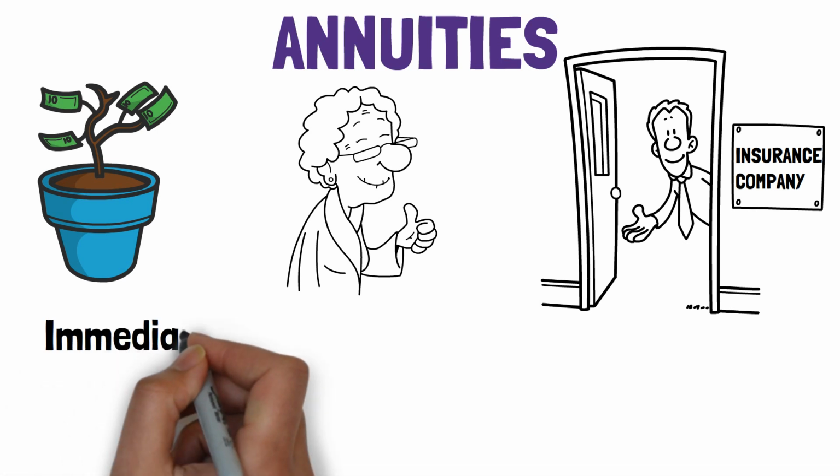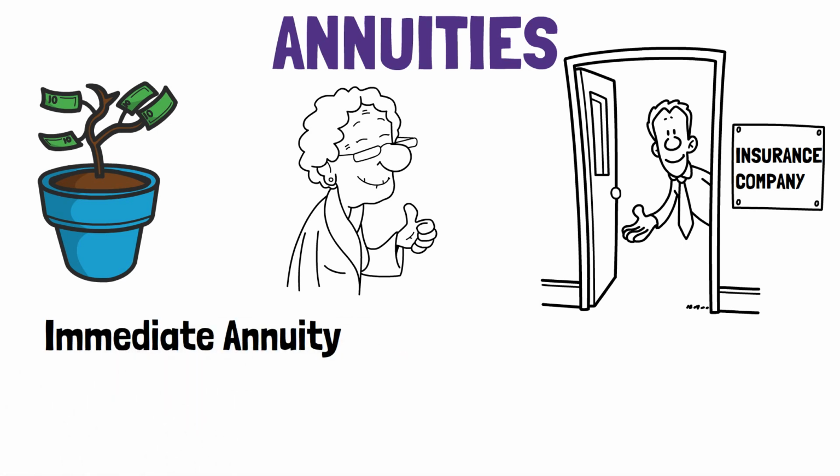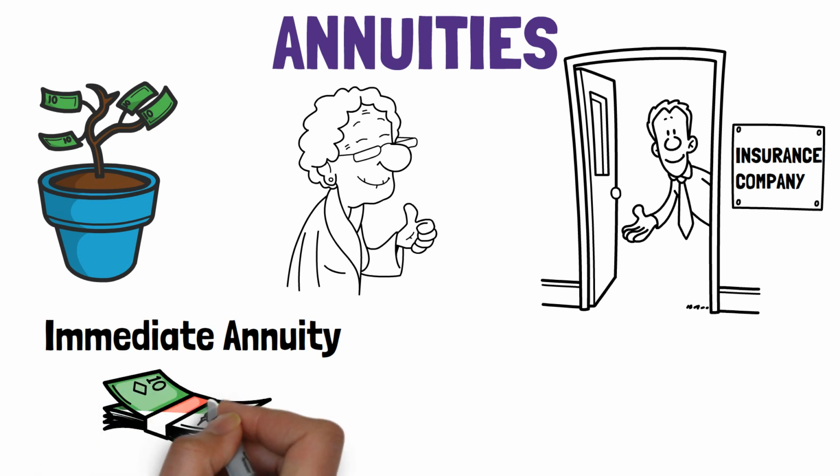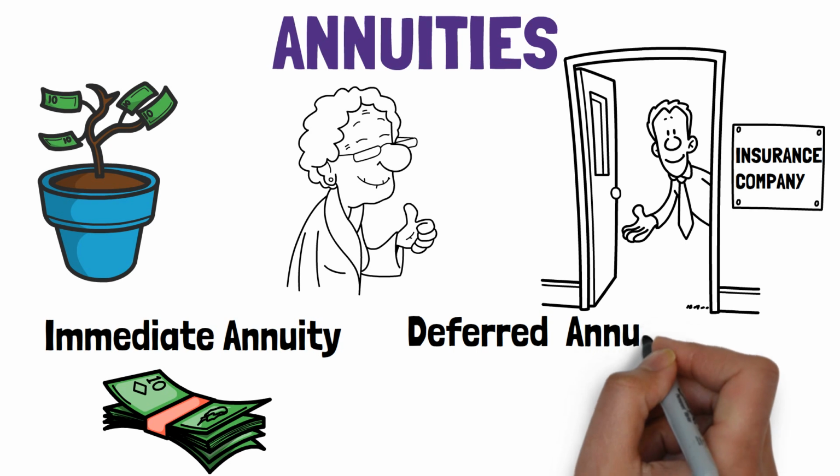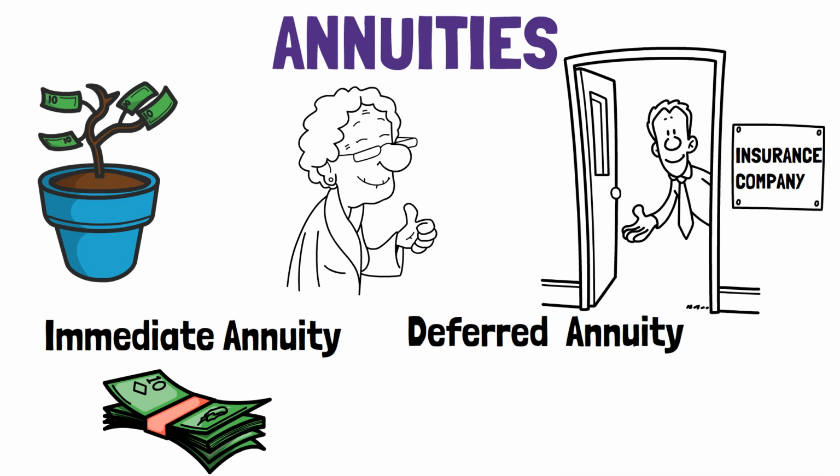With an immediate annuity, you make a lump sum payment to the insurance company and in return, you start receiving regular payments immediately. These payments can be fixed or variable and can last for a specified period or for life. Deferred annuities are purchased with either a lump sum payment or a series of payments. However, the annuity payments begin at a future date, allowing the invested funds to grow over time before you start receiving income.